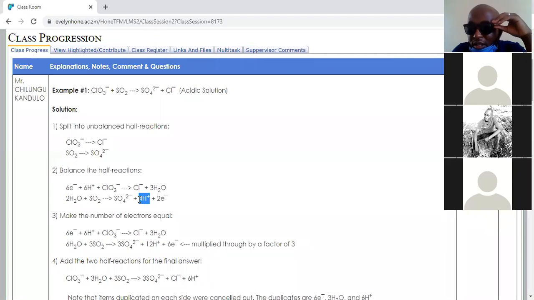Yes, sir, because in oxidation, electrons are lost. So electrons must be the product in oxidation. In reduction, electrons are gained. So electrons must be the reactants in reduction.